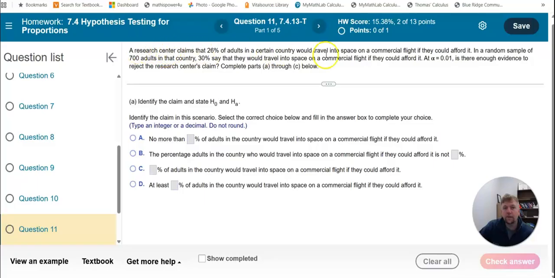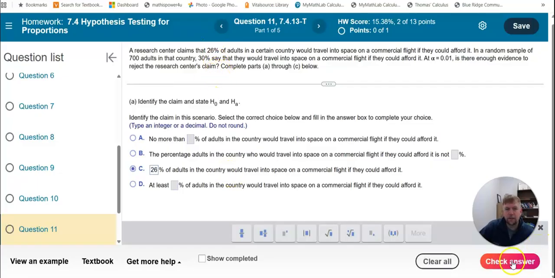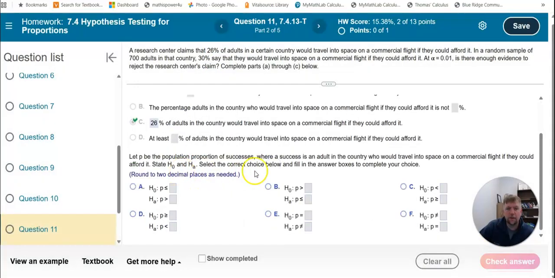But if you read it carefully, you'll see that it's a claim of equality. The Research Center claims that 26% would. So that's an equality claim. So this is the null hypothesis, that P equals 0.26. All right, in a random sample, this happens. Is that enough evidence to reject? Well, rejecting it would be like the not equal to. So the claim is equality, that's the null. The alternate would be not equal to. All right, so 26%, that's the claim.